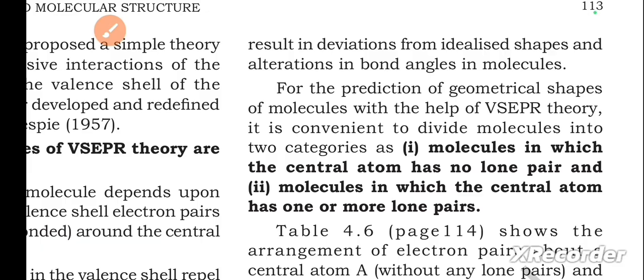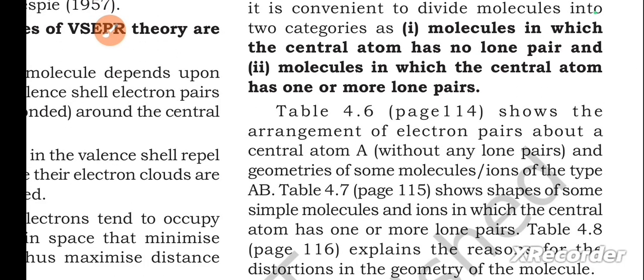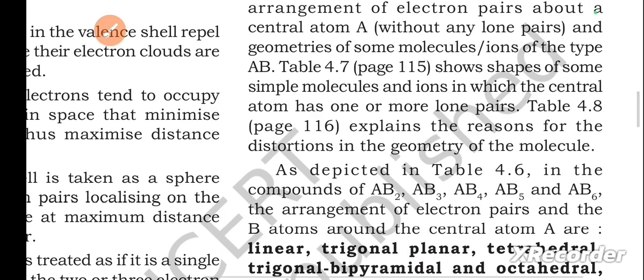For the prediction of geometrical shapes of the molecules with the help of VSEPR theory, it is convenient to divide molecules into two categories: first, molecules in which the central atom has no lone pair, and second, molecules in which the central atom has one or more lone pairs. Table 4.6 shows the arrangement of electron pairs about the central atom A without any lone pairs and geometries of some molecules or ions of the type AB. Table 4.7 shows shapes of some simple molecules and ions in which the central atom has one or more lone pairs.